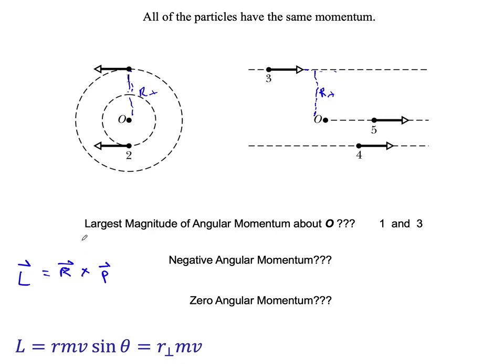So which one of these points out of the page? I'll give you a second to try this. You might want to pause the video. But the answers are 2 and 3. When you get done with this, your thumb's pointing into the screen when you do R cross momentum. And which one of these has zero angular momentum with respect to point O? The answer, of course, is 5. Why? There is no perpendicular distance, or R perpendicular in this case is 0 for point number 5.